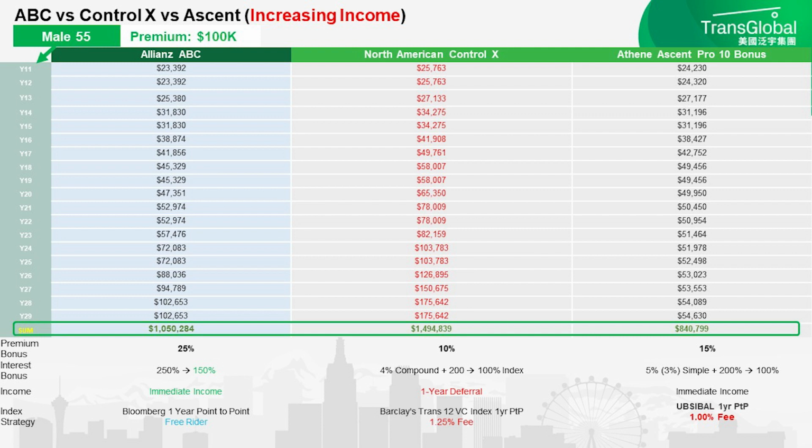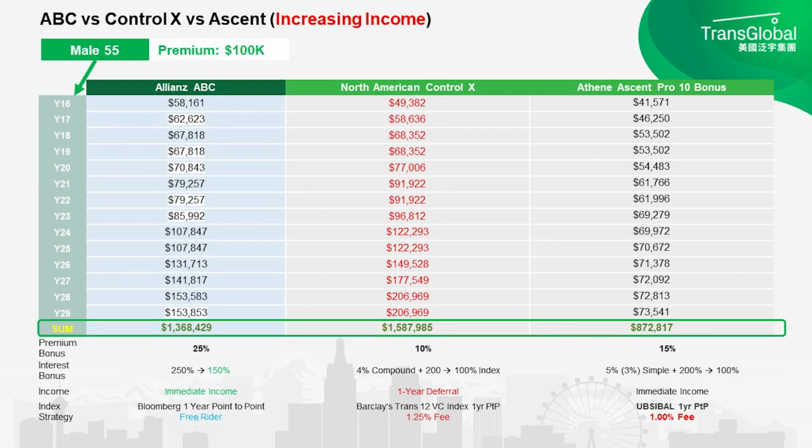Allianz ABC is free. Okay, Allianz ABC rider fee is 0. North American Control X is 125, and the other one also has a rider fee. So you are paying rider's fee for a little bit better performance. Okay, so give and take.